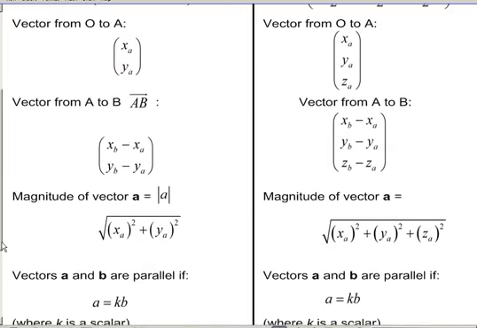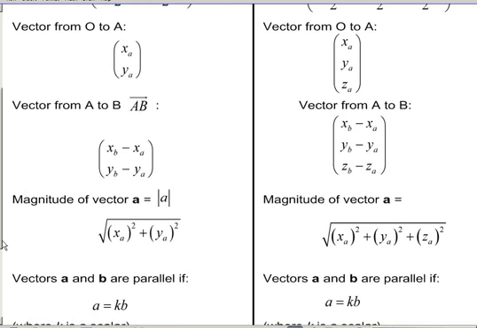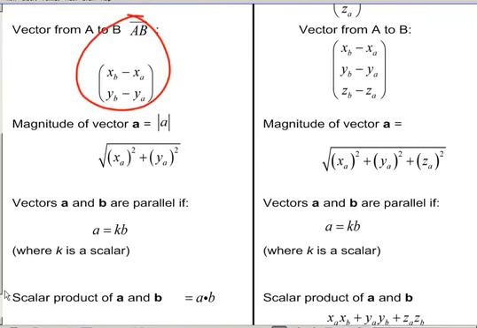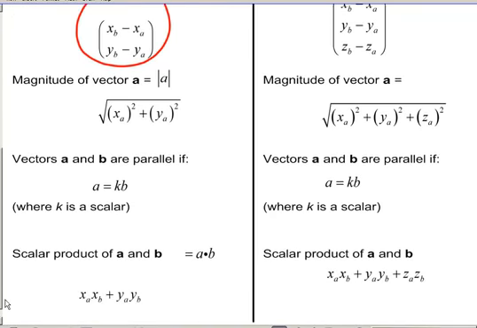Okay. Vector from O, meaning the origin, to A is just going to be the x-coordinate of A and the y-coordinate of A. We've got formulas here for finding the vector AB. It's always the x-coordinate of B minus the x-coordinate of A, y-coordinate of B minus the y-coordinate of A. So always final minus initial, B minus A. Magnitude comes straight from Pythagorean theorem. Vectors are parallel if A equals kB. There's scalar product of A and B.